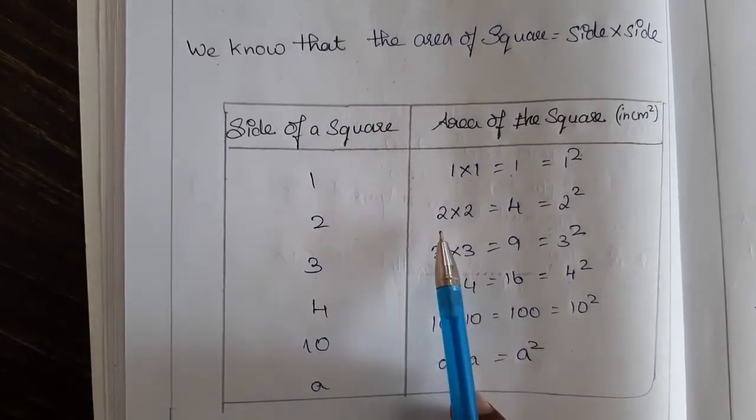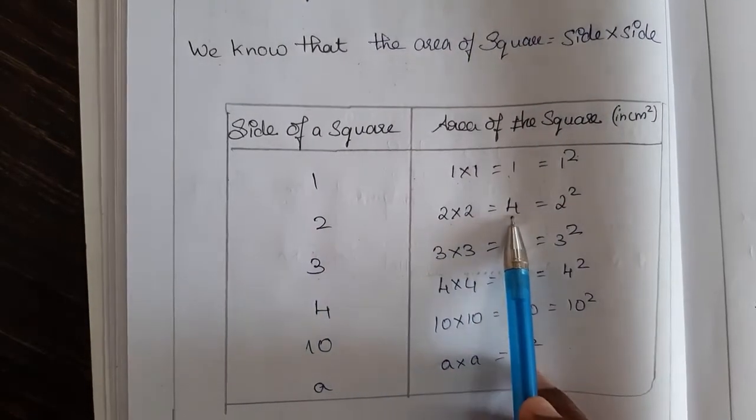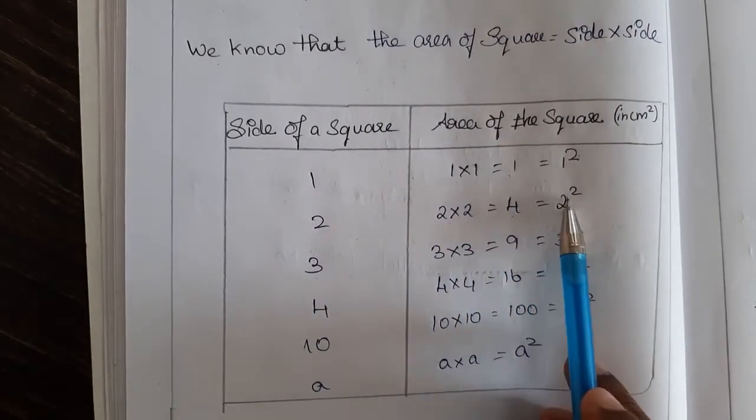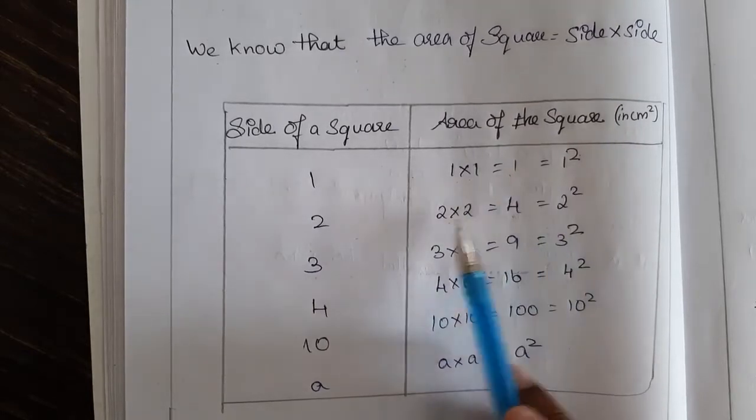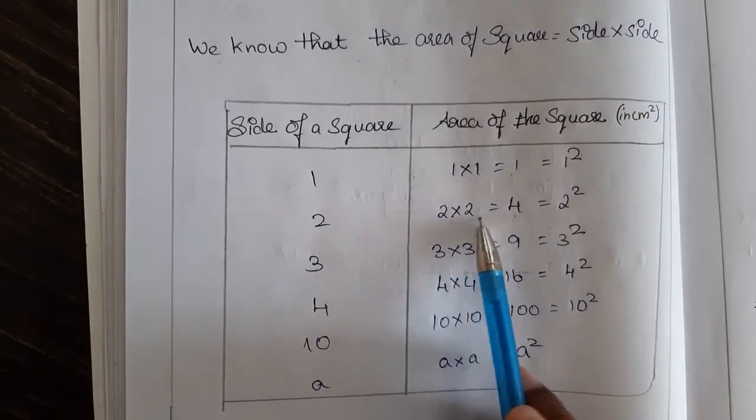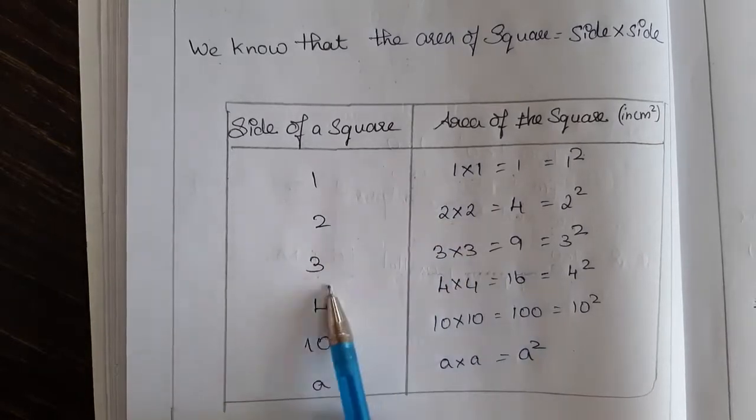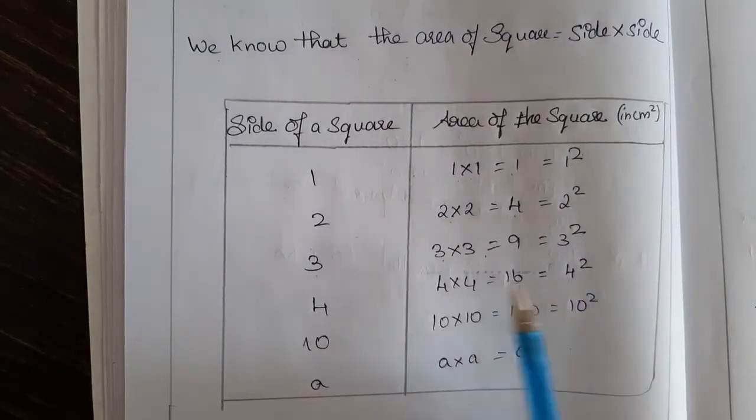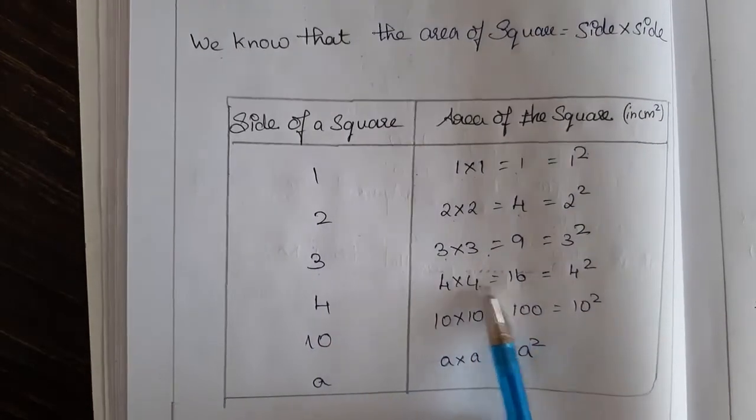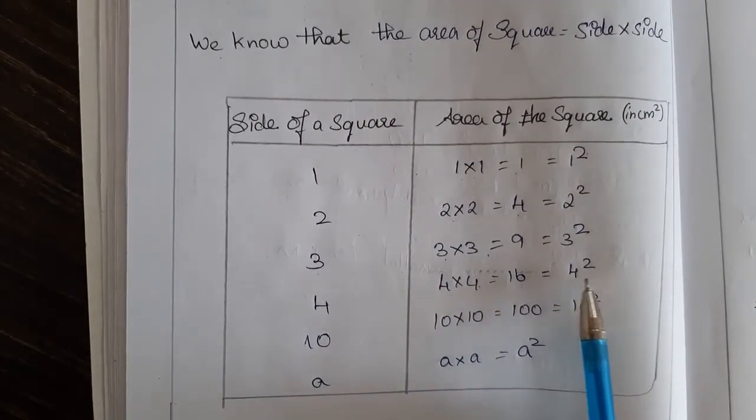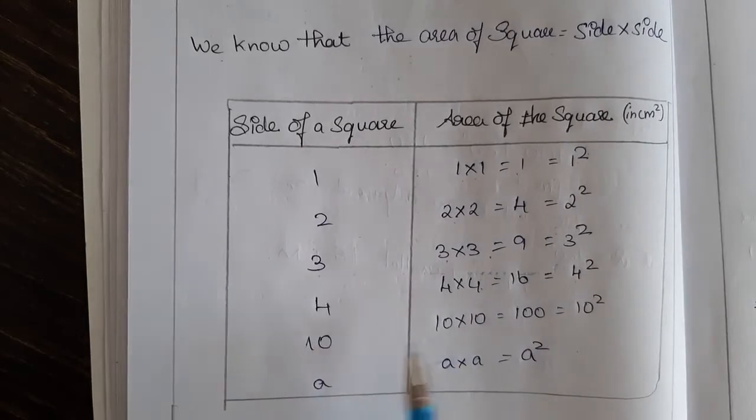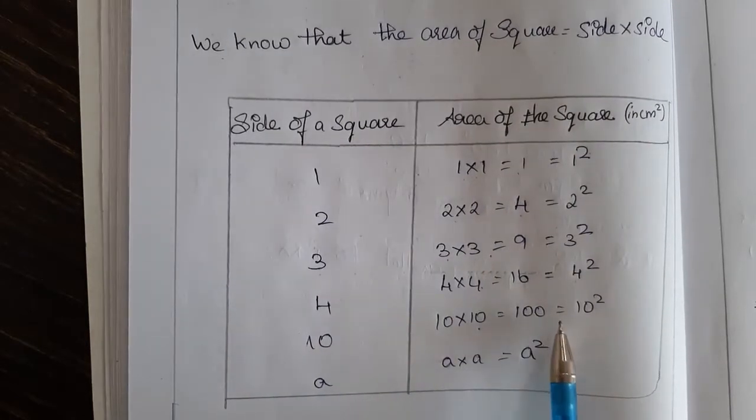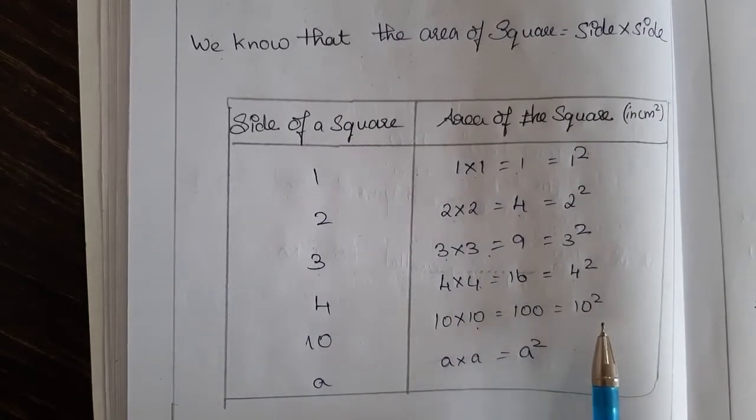If the side is 2, then the area is 2 into 2, which is equal to 4. That's 2 square. We can represent it as 2 power 2, 2 raised to the power 2, because we multiply the same number by itself. 3 into 3 is 9, which is equal to 3 square. 4 into 4 is equal to 16, which we can represent as 4 square. 10 into 10 is equal to 100, which we can represent as 10 square.